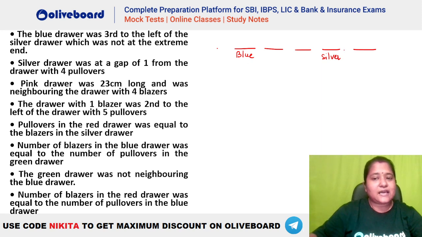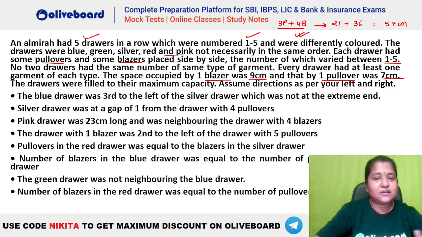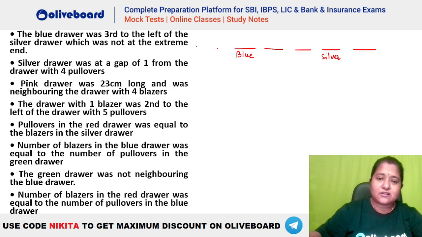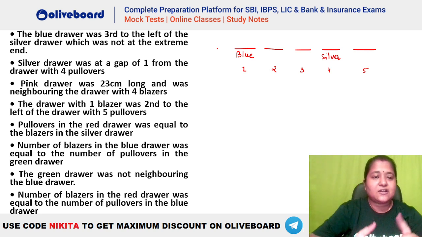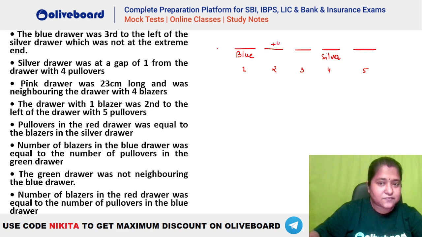And you can see that we have only 5 drawers in here. Remember, there is only number 1 to 5, right? So you can see we are already having the 5 drawers in here. So this is your drawer number 1, 2, 3, 4 and 5, right? So the blue drawer, third to the left of the silver drawer, which is not at the extreme end, will be drawn like this. Now silver drawer is at a gap of 1 drawer from the drawer with 4 pullovers. So that means this second one has 4 pullovers here. Okay, after that let's see what else is given here. So this is done, this is done.